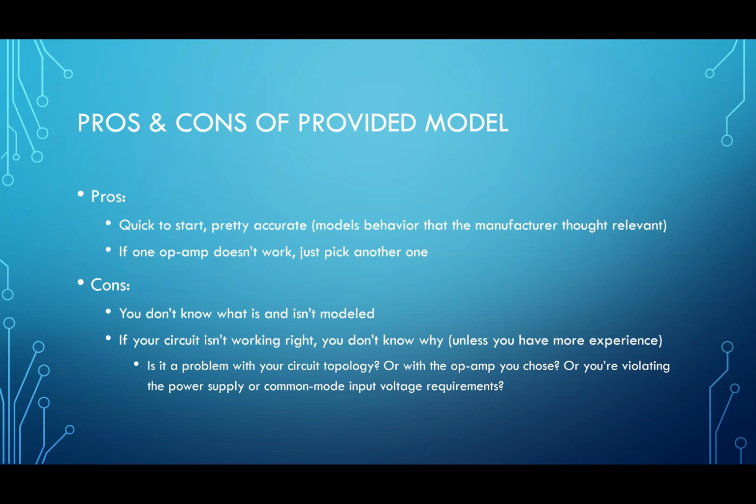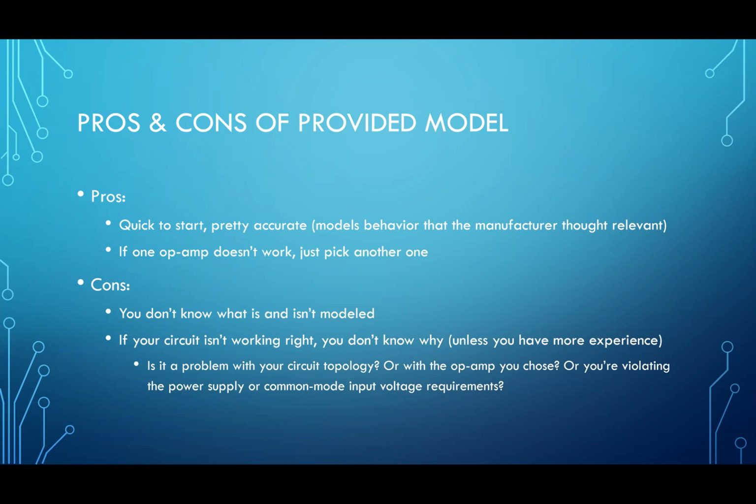And if one op amp doesn't work for your circuit, then you can often just pick a different op amp and see if that op amp works. And well, sometimes it'll work and sometimes it won't. On the downside, you don't know what is and what is not modeled by the manufacturer in that model. And furthermore, if your circuit isn't working right, you don't know why. For example, you might see that your circuit's not working right, and then you say, oh, well, let me just pick a different op amp. And then you drop a different op amp in, and then that one's not working. And then you pick a different op amp, and that one's not working, right? So you don't necessarily know why your circuit isn't working if all that you're doing is just trying randomly different op amps, right? So that's kind of the downside of using the provided model.